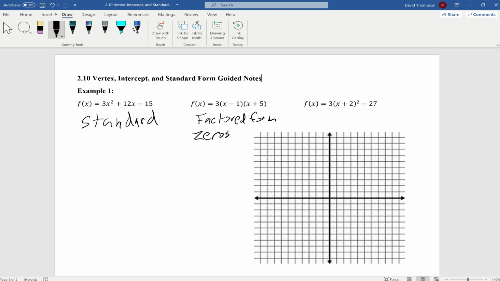And then the last form is what we call our vertex form. And the reason I use the vertex form is to easily get the coordinates of the vertex. So let's try graphing all three on the same coordinate plane.